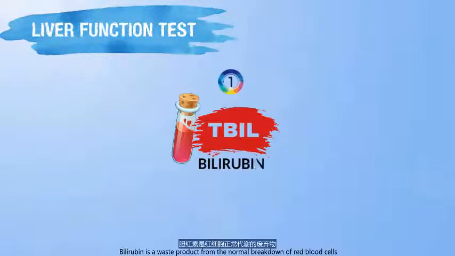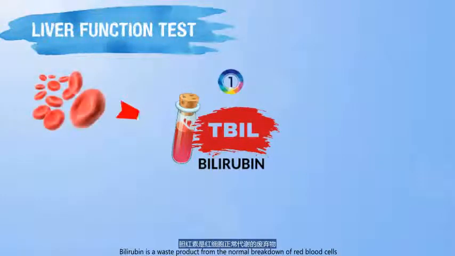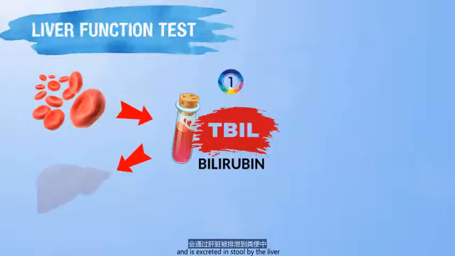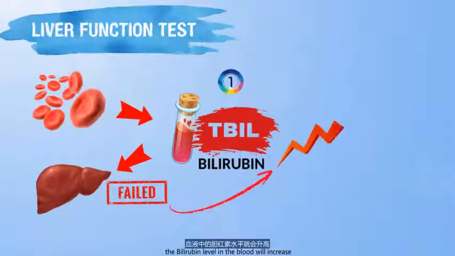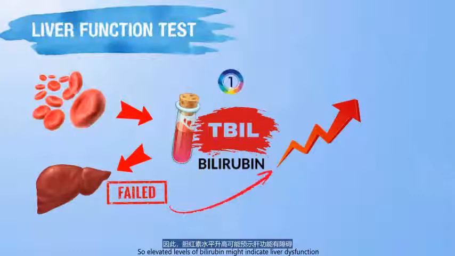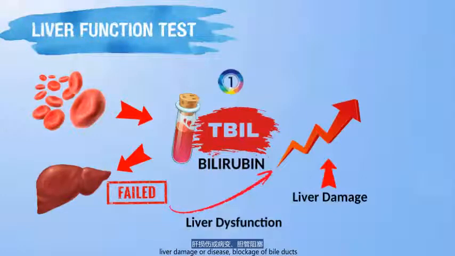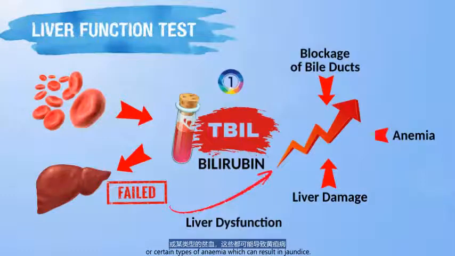Bilirubin. Bilirubin is a waste product from the normal breakdown of red blood cells and is excreted in stool by the liver. When the liver fails to excrete bilirubin from the body, the bilirubin level in the blood will increase. So elevated levels of bilirubin might indicate liver dysfunction, liver damage or disease, blockage of bile ducts or certain types of anemia which can result in jaundice.